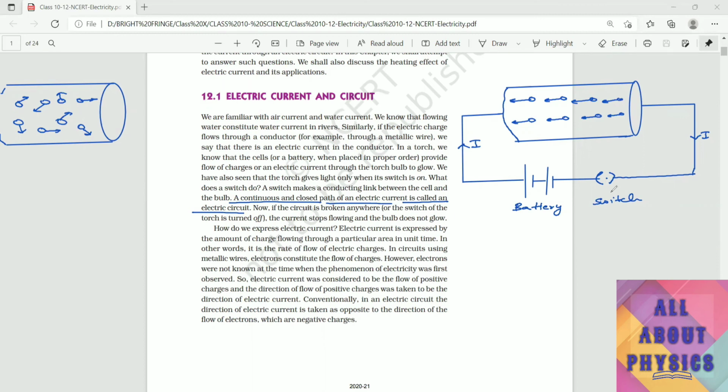See, switch is an electrical component that connects or disconnects the conducting path in the electrical circuit. Fine. You can also underline the definition from the book. A switch makes a conducting link between the cell and the bulb. It is the conducting link, and it is used to either connect or disconnect the electric circuit. When the circuit is not in use, you can just open the switch.